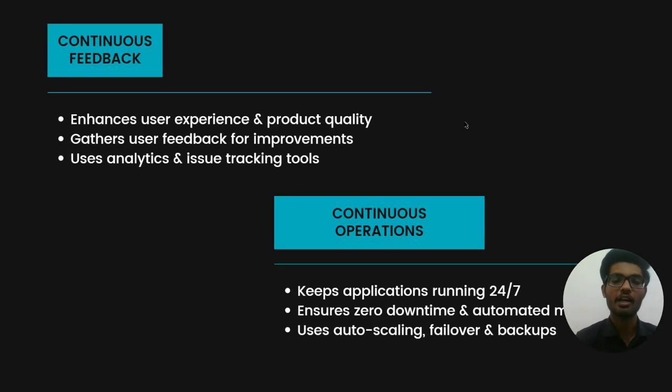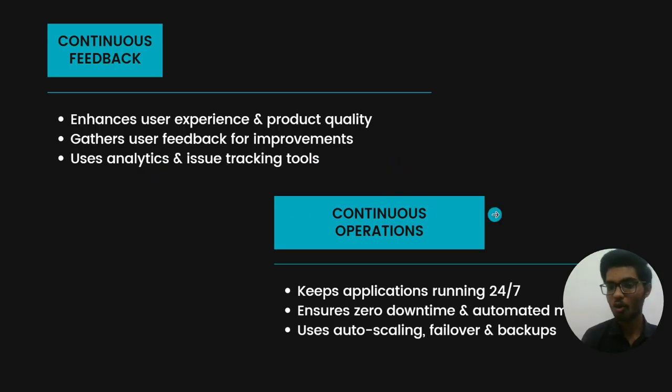Then lastly, there are two, which are continuous feedback and continuous operation. In continuous feedback, we are generally taking feedback from the user, like whether they are going to face any kind of difficulties while using our software, and if yes, how our team can improve and change that. For that we gather feedback for improvements from the clients, and we use analytics and issue tracking tools.